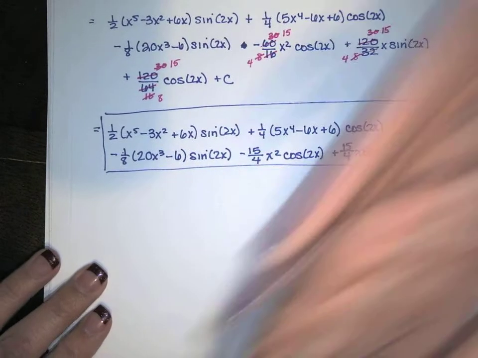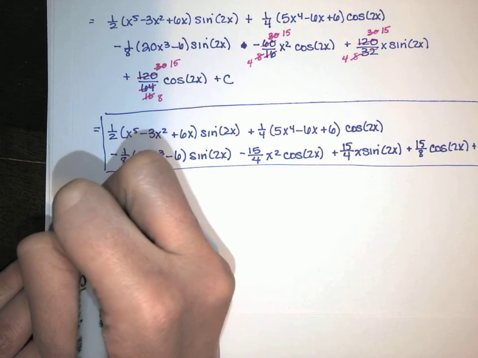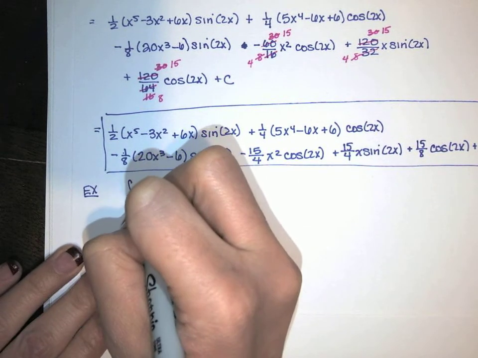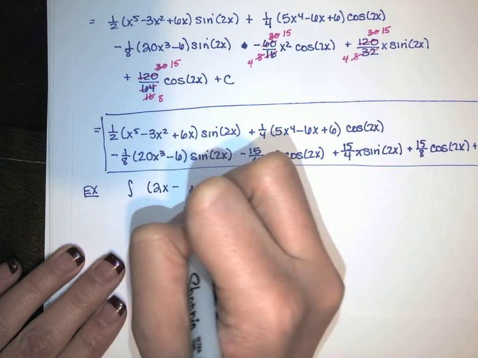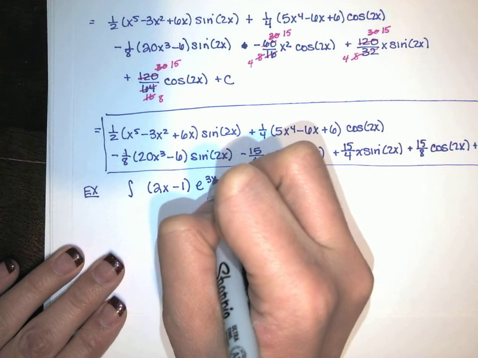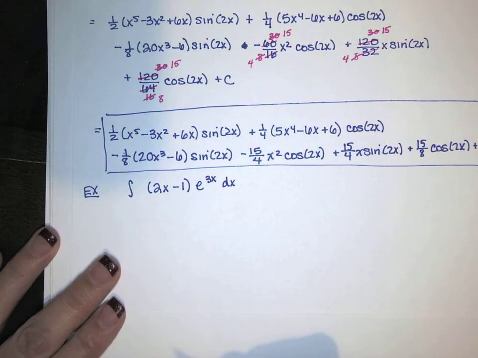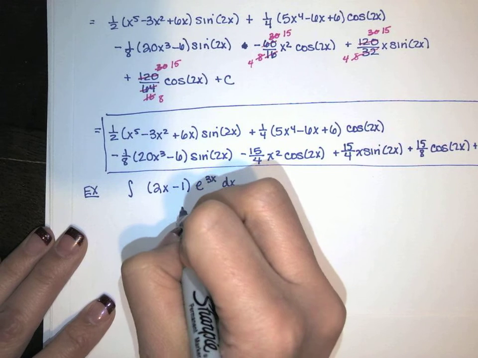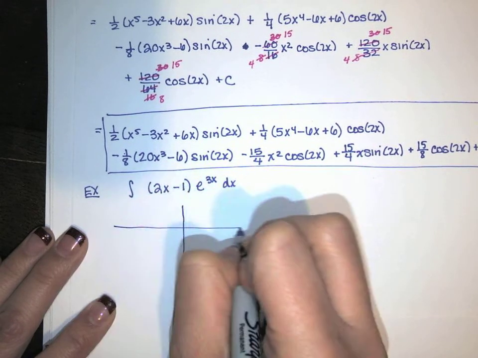Now here's an example where you might not use tabular, you might not need to, but it's quicker this way. You've got 2x minus 1 times, let's say, e to the 3x. You could just use traditional integration by parts, that'd be fine, that's your u and that's your dv, but look how much simpler it is with tabular.